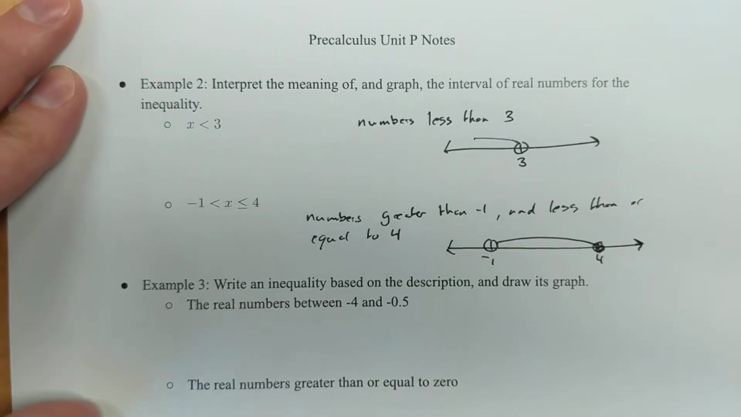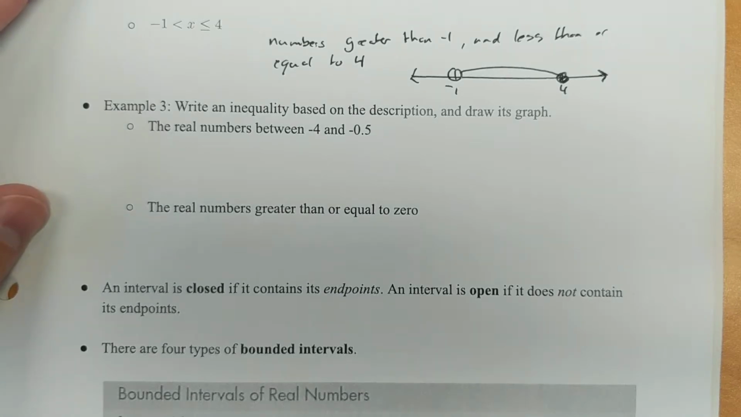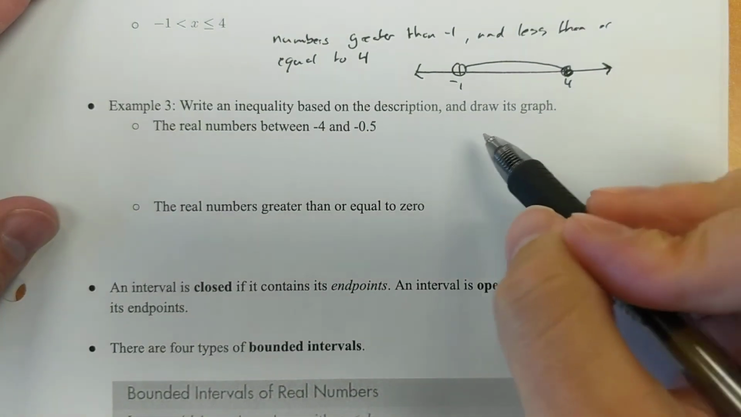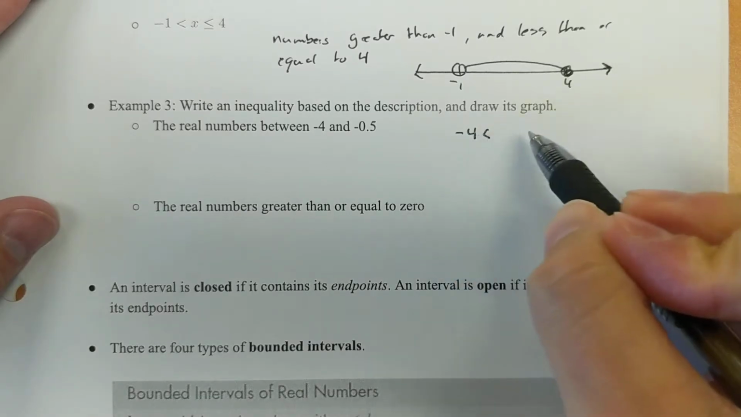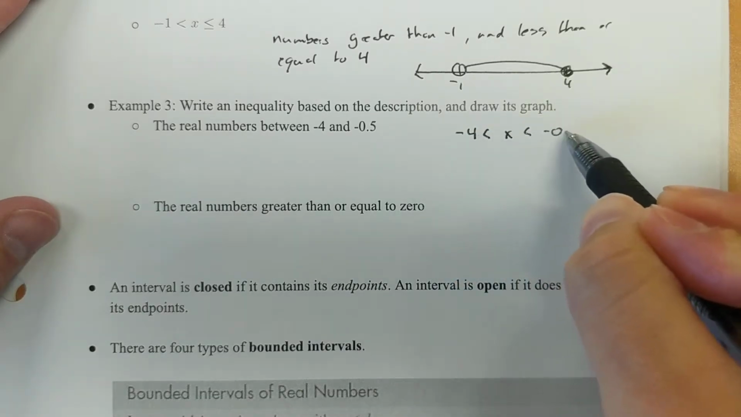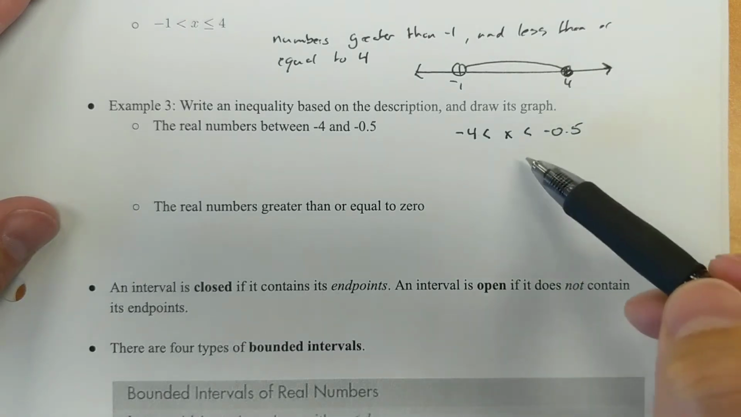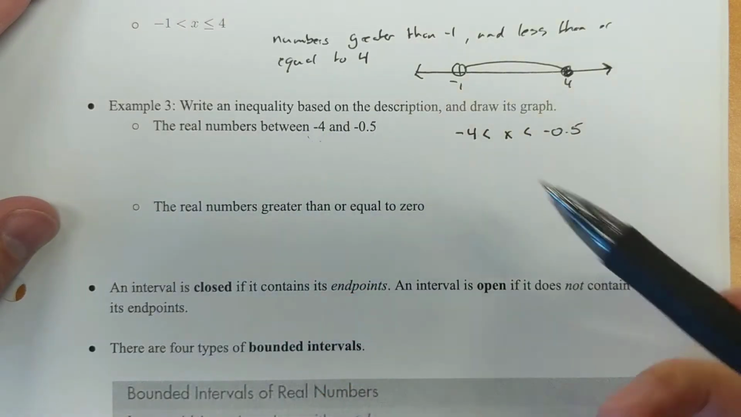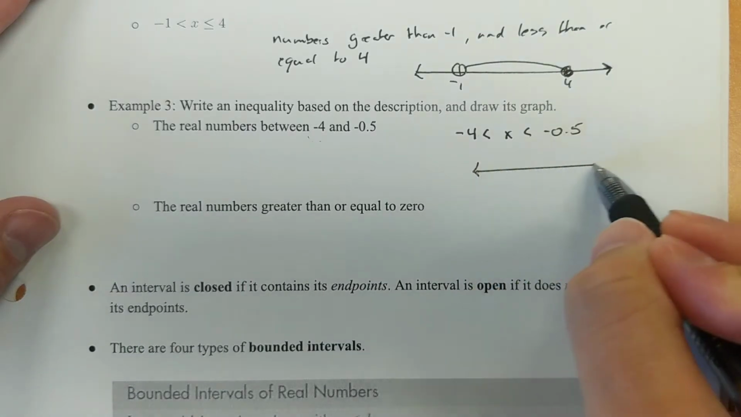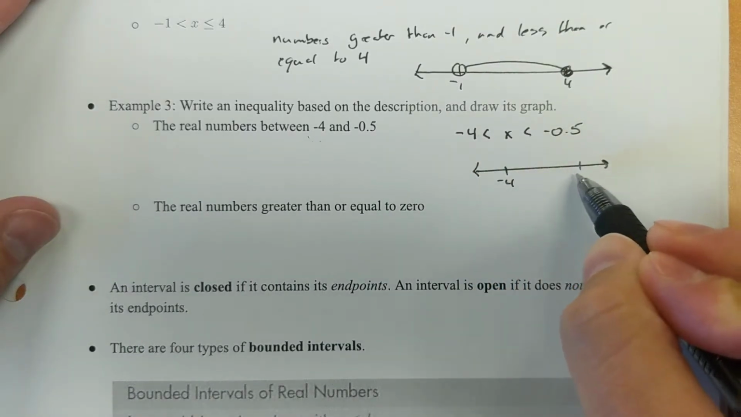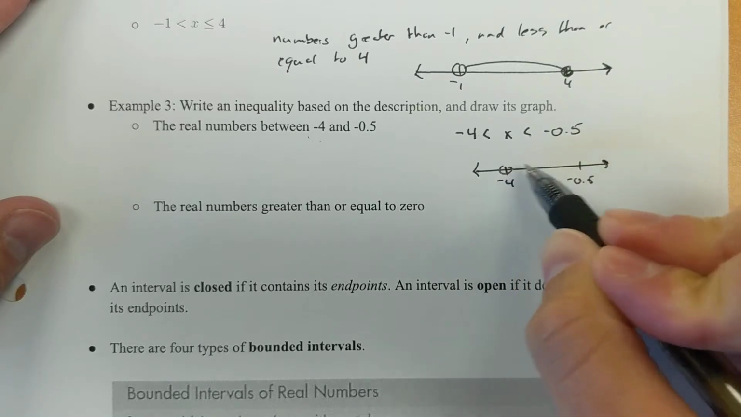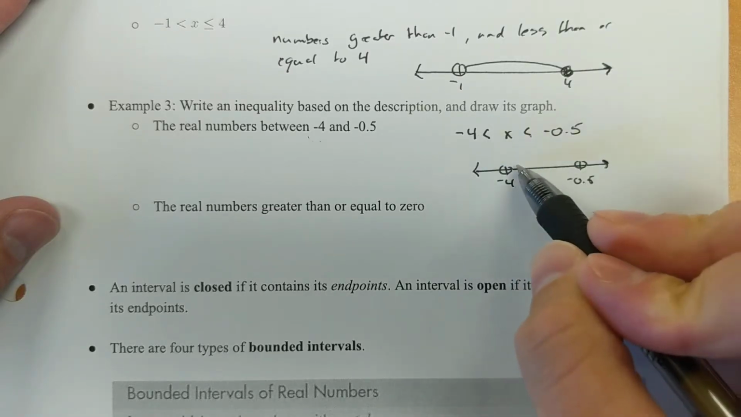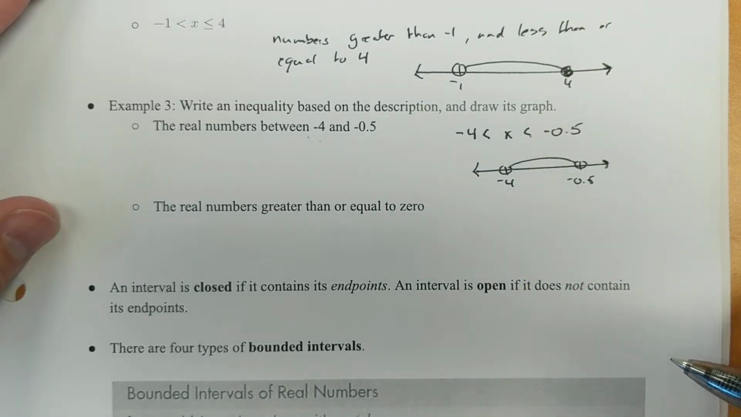These have to be between. All right, example 3: write an inequality based on the description and draw the graph. So real numbers between -4 and -0.5. So -4 < x < -0.5. Notice no equal bars, because it doesn't say "or equal to" -4 or -0.5. Then draw the graph, -4, -0.5. Both open circles because those are regular less than signs, and connect the dots.